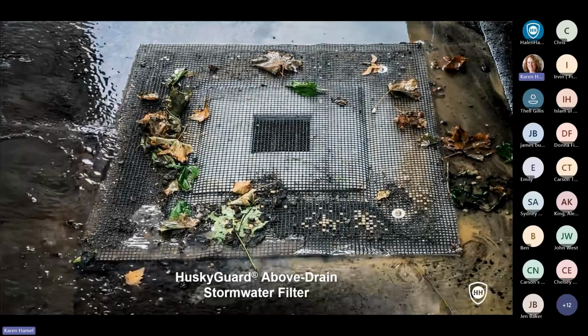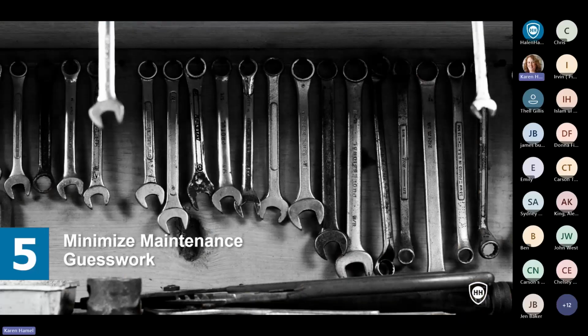Nice thing about this is after the rain has passed, you can just sweep it up with a broom or a shovel and collect it with a shovel or a dustpan, and you're good to go. It only takes a couple of minutes to do that versus having to get into the sump underneath the catch basin and dig all of that pollutant out.